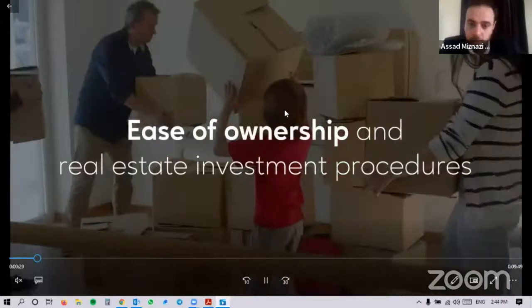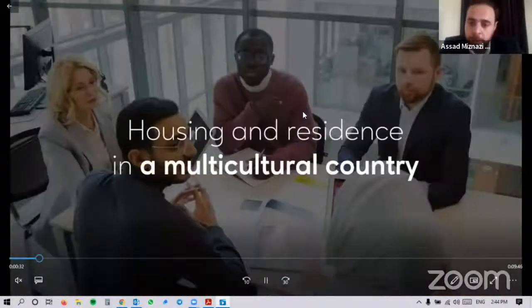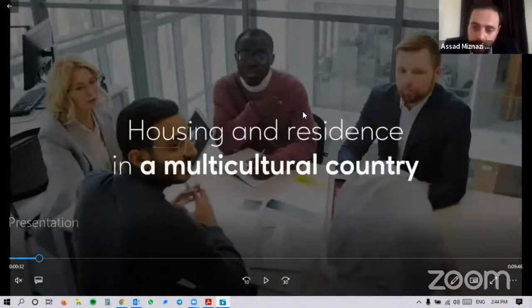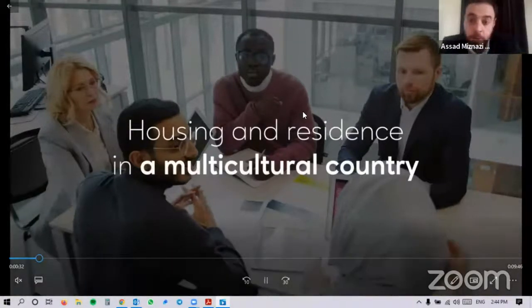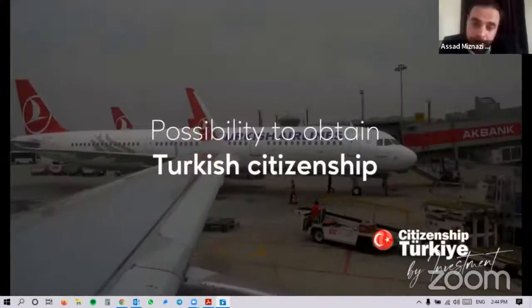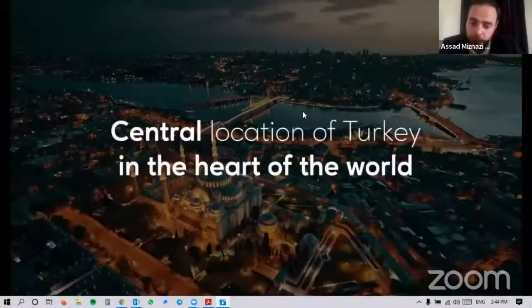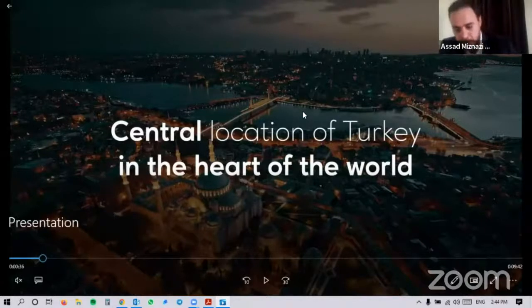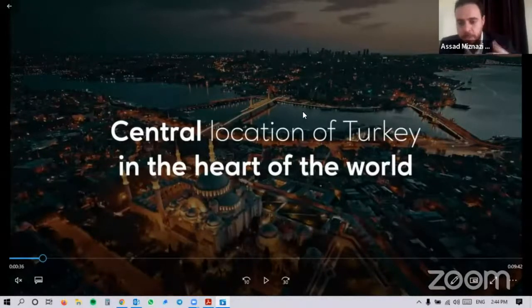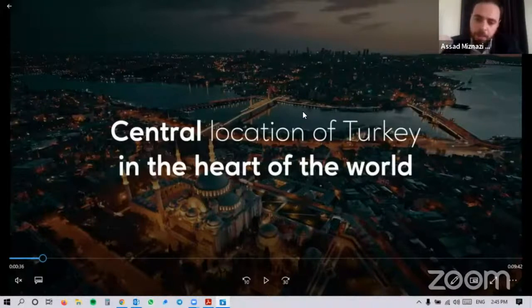Also, owning property in a multicultural country has a strong impact for investment and tourism. And we don't forget the location of Turkey, because it's a hub between 3 different continents: Europe, Asia, and Africa. So it gives a privilege to invest in a developing country between 3 continents, for importing, exporting, business, services, flights, and many other attractions.